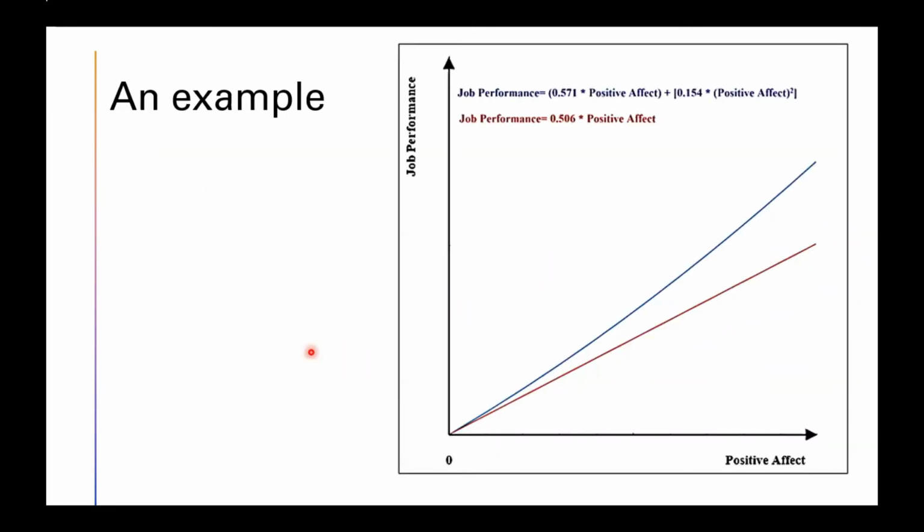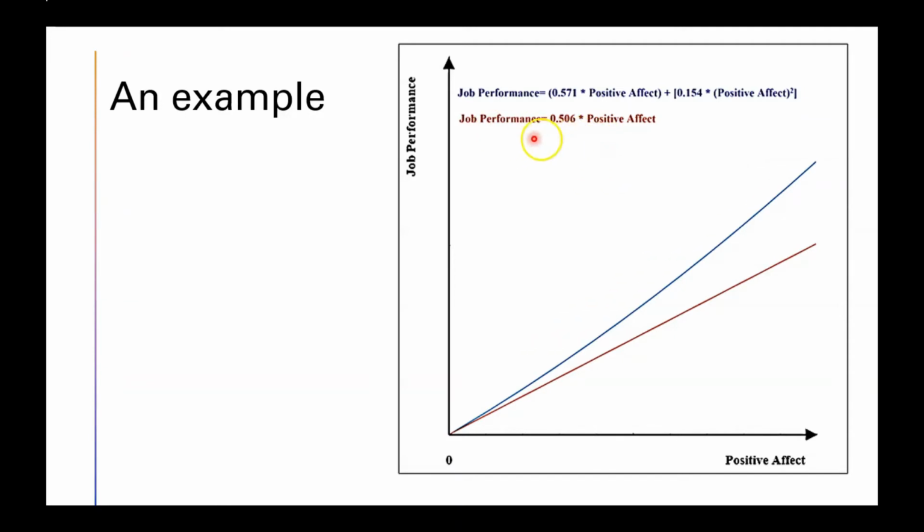In this slide, you can see one example based on real data. In this figure, you can see the relationship between positive affect and job performance. You should know that there are strong theoretical grounds for the nonlinear relationship between positive affect and job performance. Based on affective events theory, job performance is considered an affect-driven behavior, and since affect fluctuates over time, the relationship between these two variables can be expected to be nonlinear.